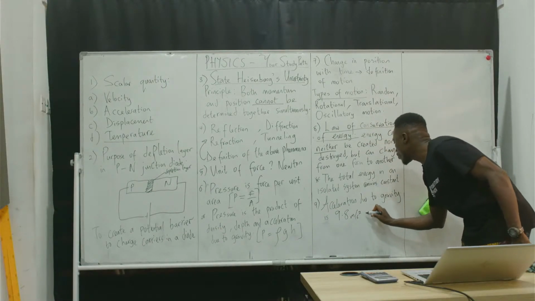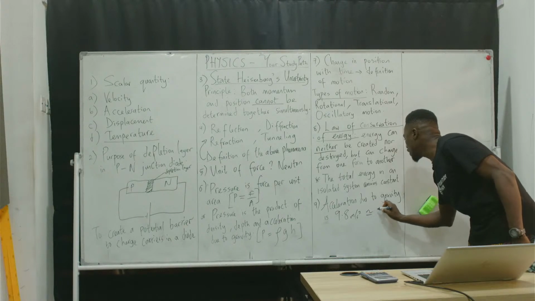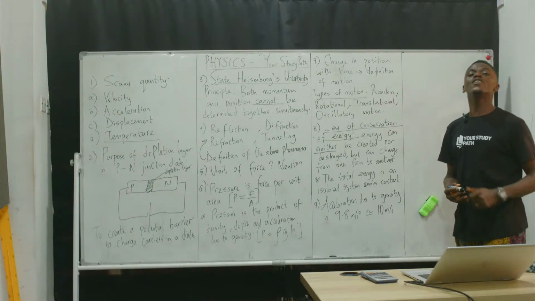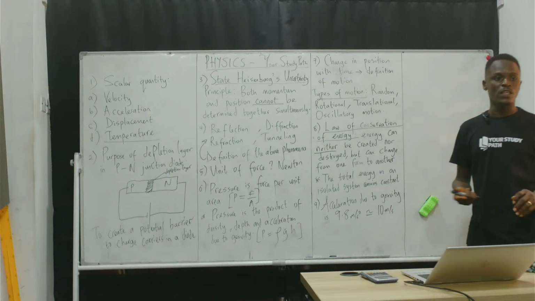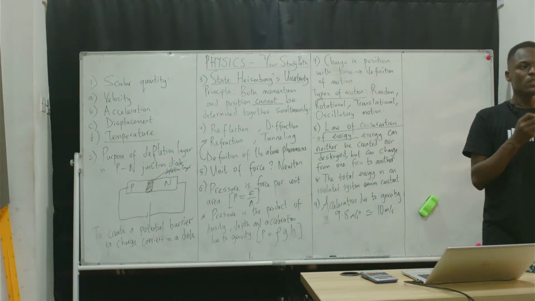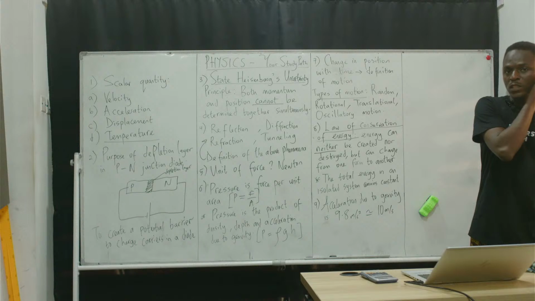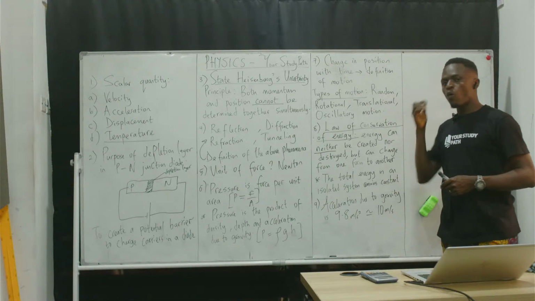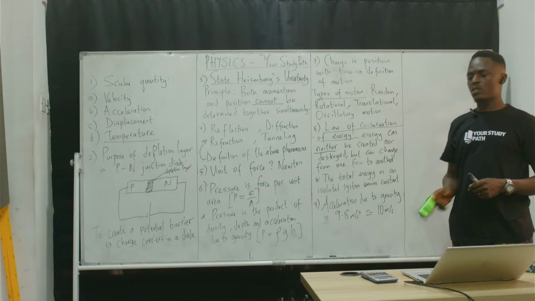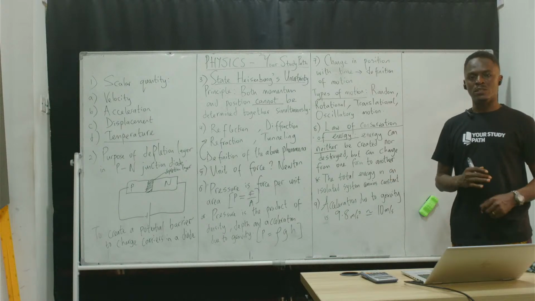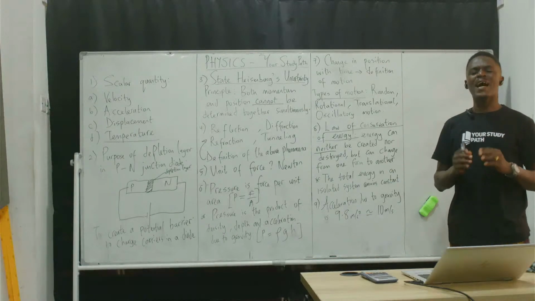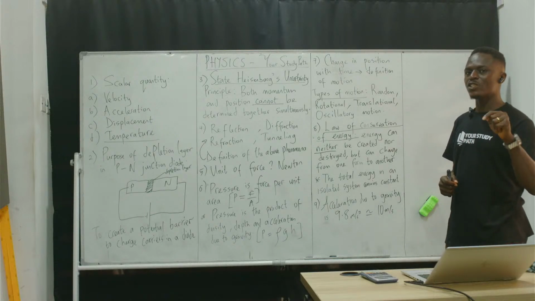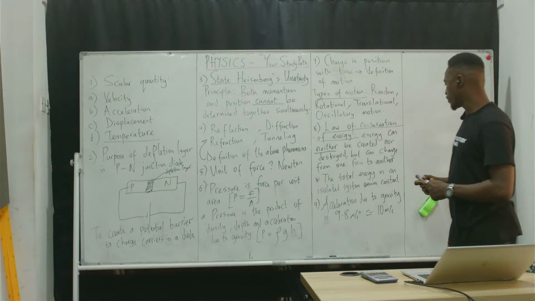(9.8 meters per second) and approximately what? 10 meters per second. But it's not for you to just know this only. What if the question is directing you towards the moon? What is the acceleration due to gravity on the moon?